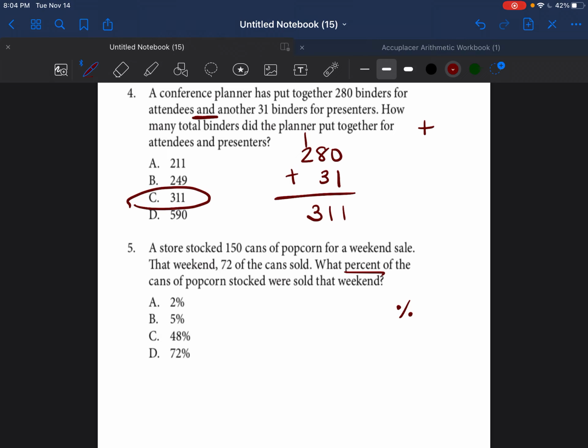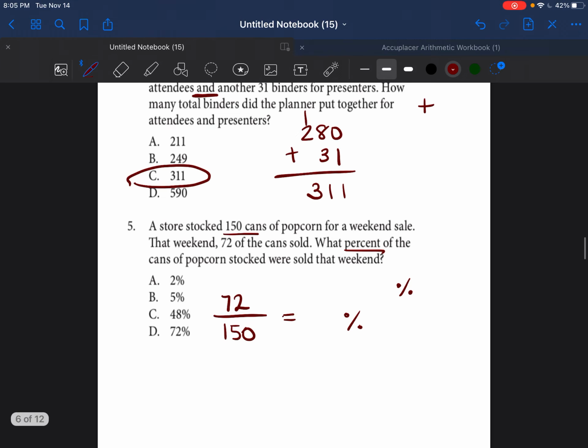That is the indicator word in this word problem. We're trying to find percentage. So when we're looking for percentage, we usually have an amount out of a total. So we have 72 is the amount, and the total is 150. So we're trying to see how we can change this fraction into a percentage. If you understand fractions, you'll be able to understand how we can turn it into a percentage.